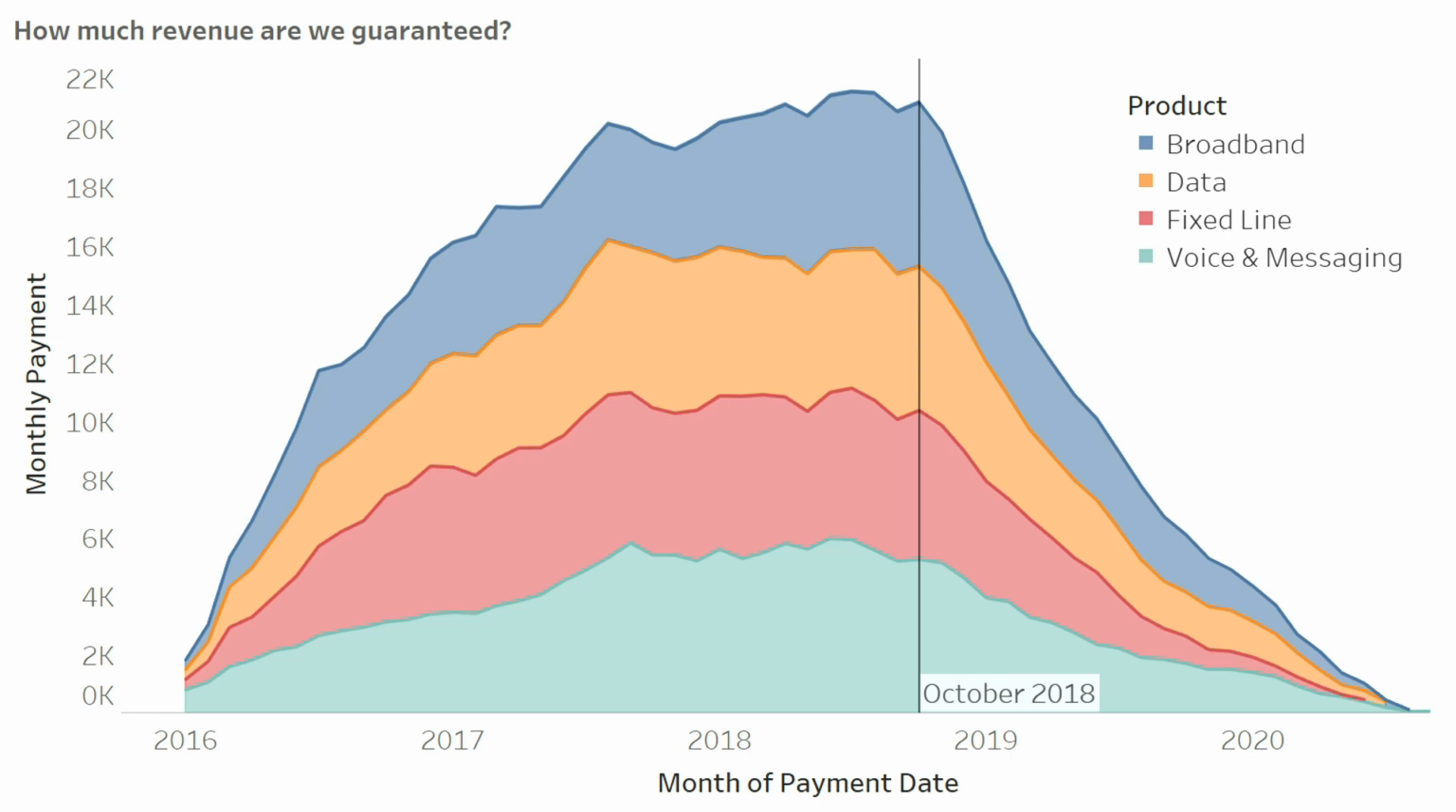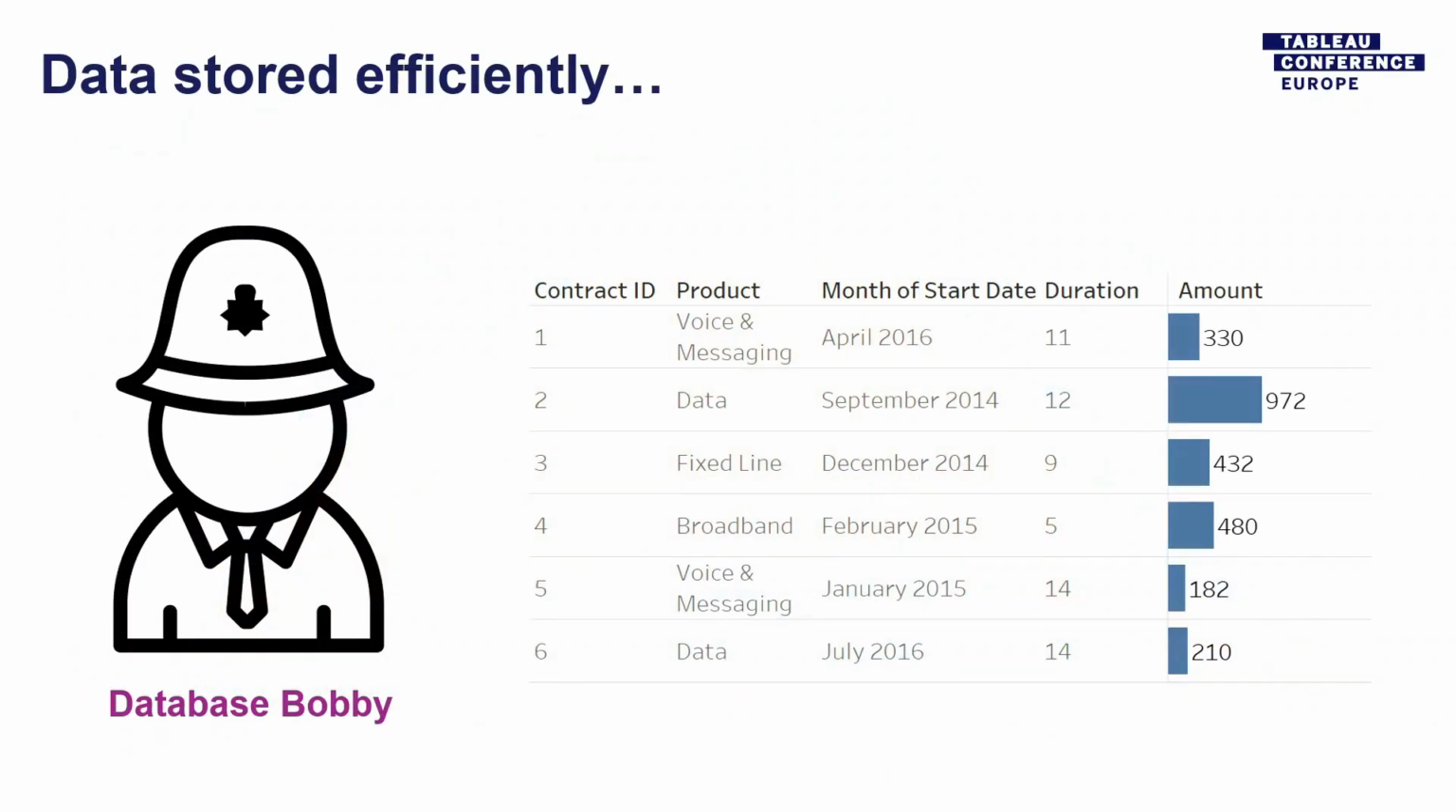And this viz shows exactly that. It shows how much revenue we're guaranteed each month based on contracts that we've already signed, meaning that if we stop selling anything more as of October 2018, revenue would stop coming in by early 2020. So let's take another look at that data structure again.